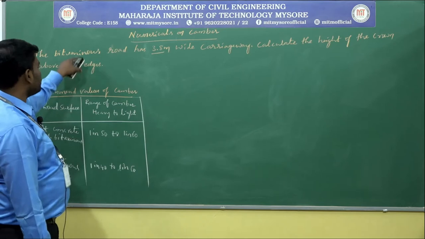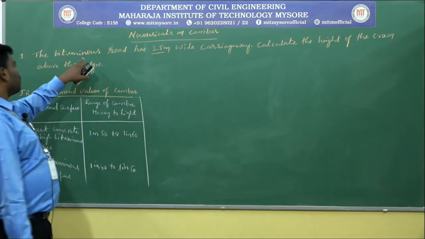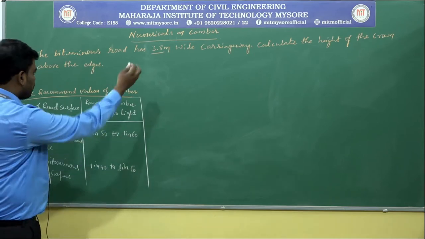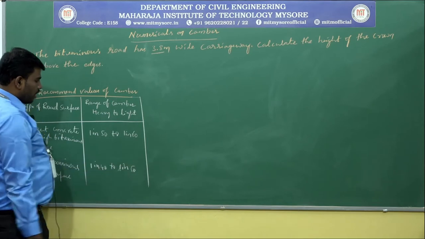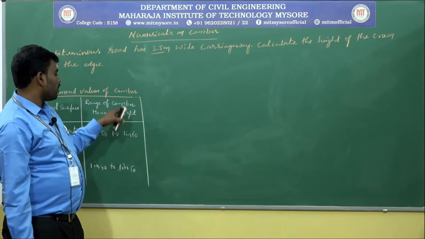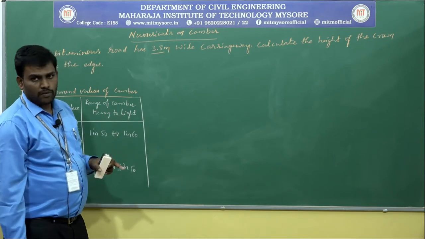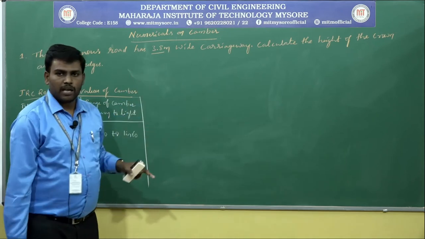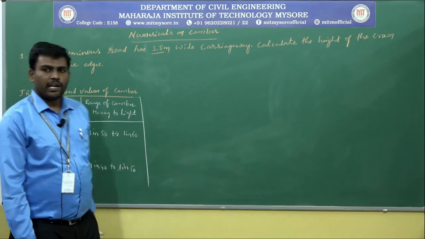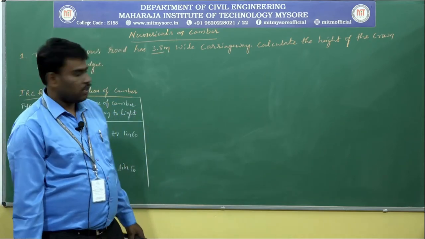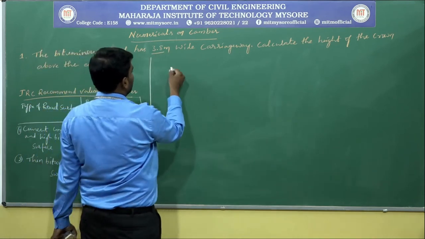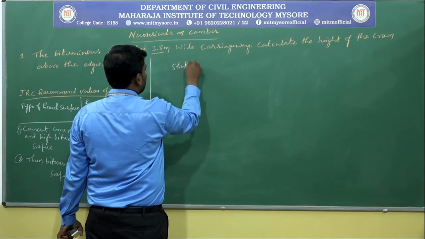In this problem, for 3.8 meter width, we are going to provide the thin bituminous surface. For the thin bituminous surface we have a range of camber 1 in 40 to 1 in 50. If the rainfall is heavy, you have to take 1 in 40. If the rainfall is light, we take 1 in 50. But here they are not mentioning anything about the rainfall, so you have to take the average of 1 in 40 to 1 in 50, which is about 1 in 45. Now we go for the solution for the respective problem.